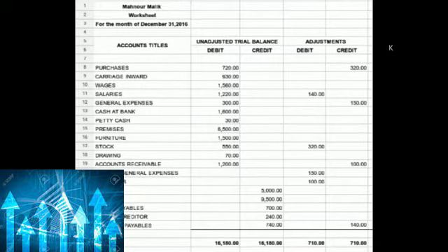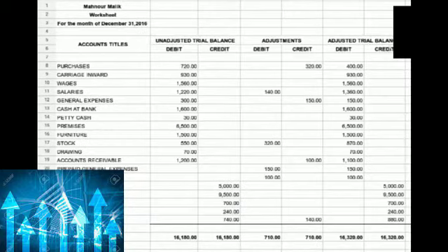So let's proceed to the adjusted trial balance. We have 400, 930, 1,560, 1,360, 150, 1,630, 6,500, 1,500, 870, 70, 1,100, 150, and 100. So that's all our debit. And for our credit, we have 5,000, 9,500, 700, 240, and 880. So our total debit is 16,320 and for credit we have 16,320.